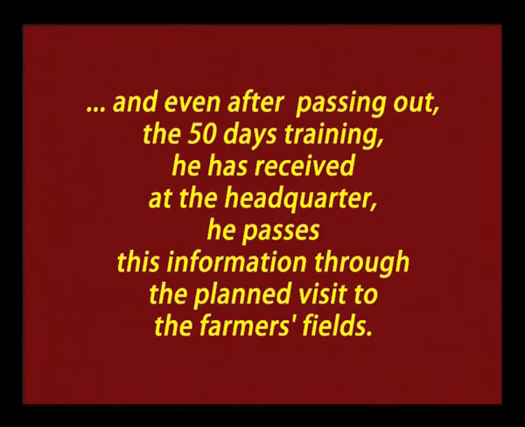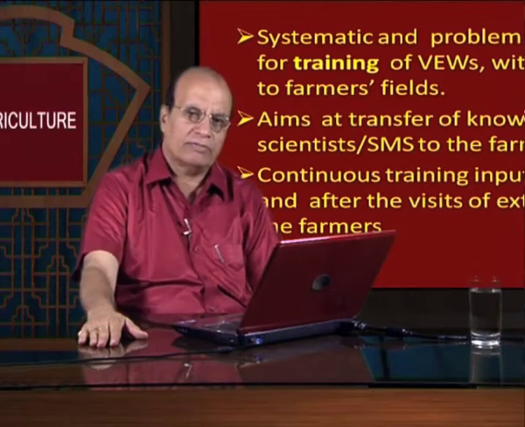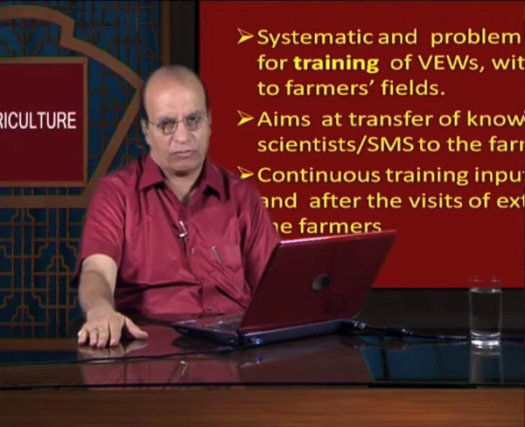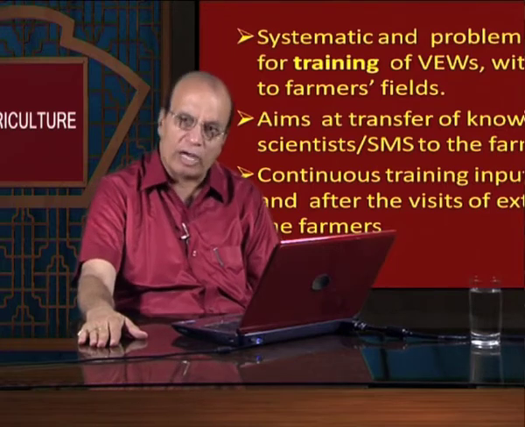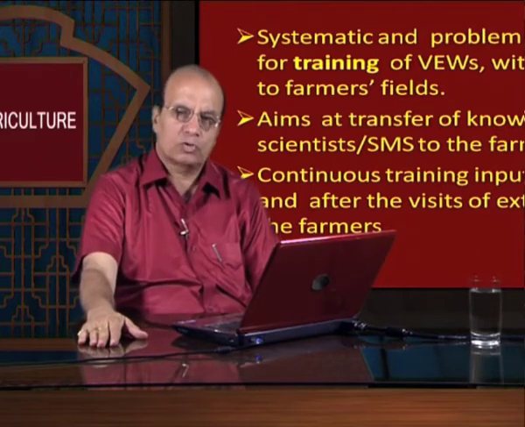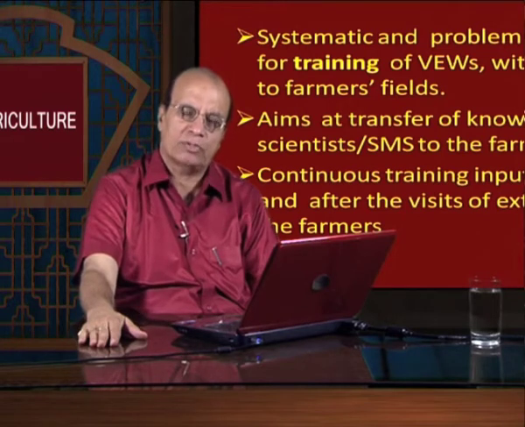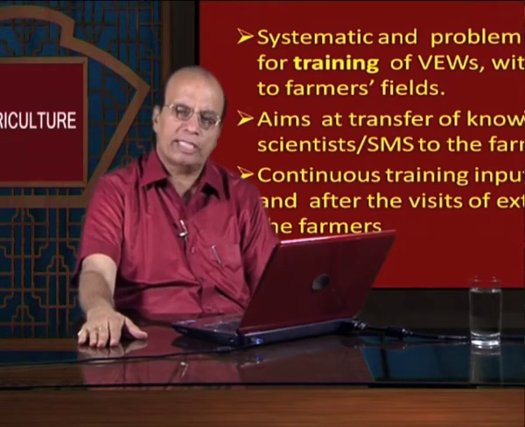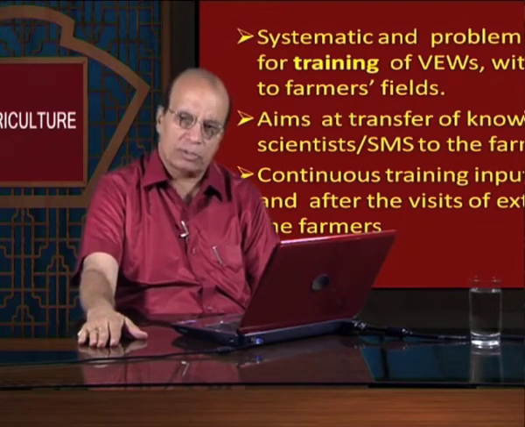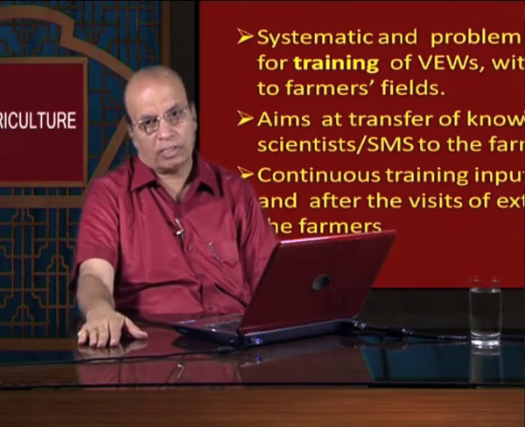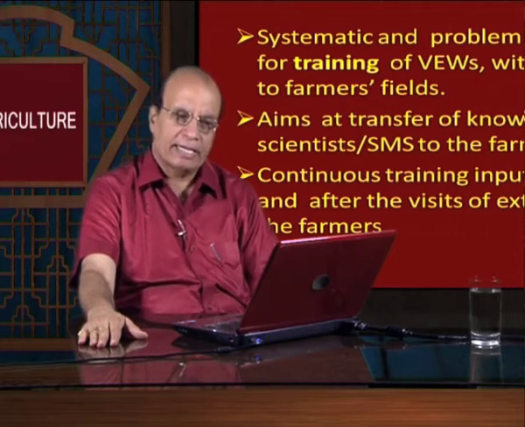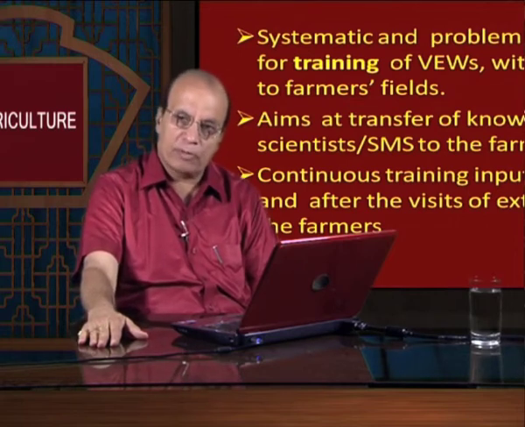After the 50 days of training he has received at the headquarters, he passes this information on through planned visits to the farmer's field. It is very difficult for every village level worker to reach each and every farmer, and therefore he must have progressive farmers in the villages, so that he can pass on the training to the progressive farmers, and the progressive farmer is supposed to pass on this training to the follower farmers. So this program is very systematic and very problem oriented.